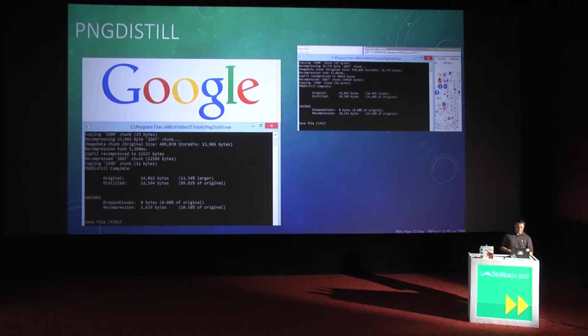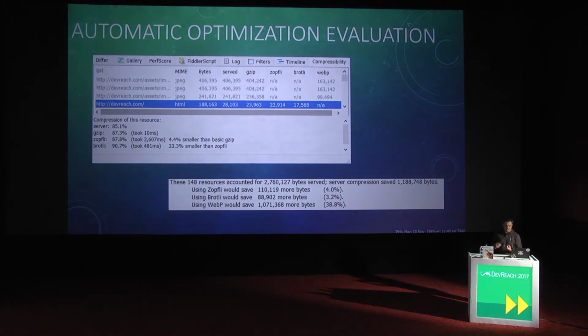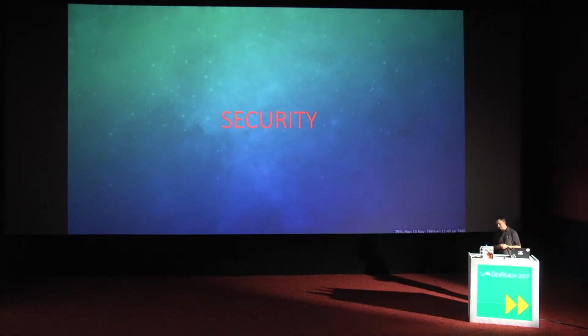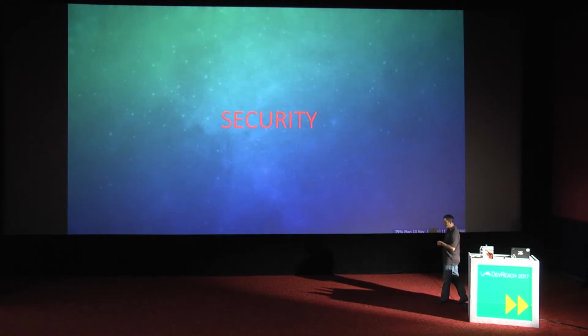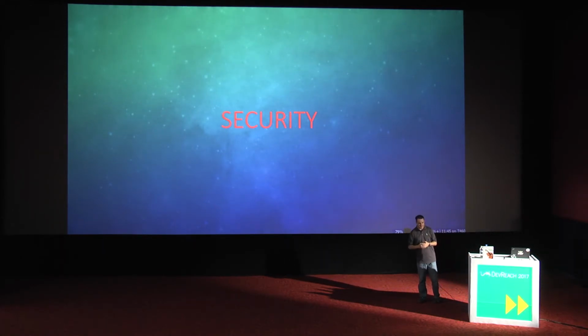This is an older one. Google redid their image, so you don't save quite as much anymore, but we showed the compressibility tab. That's a plugin.